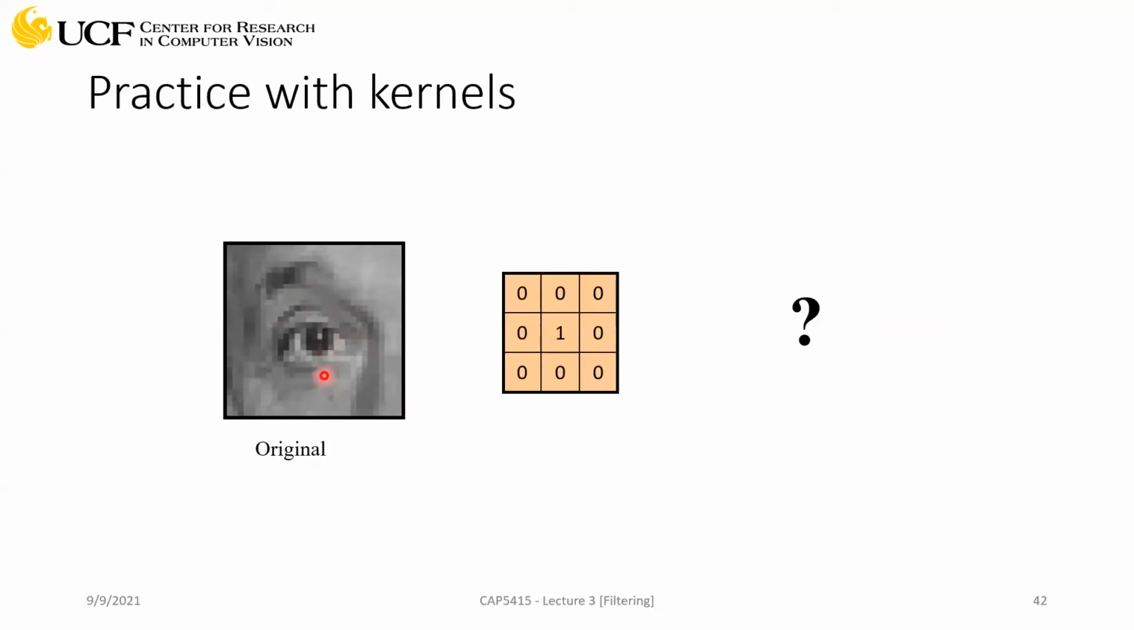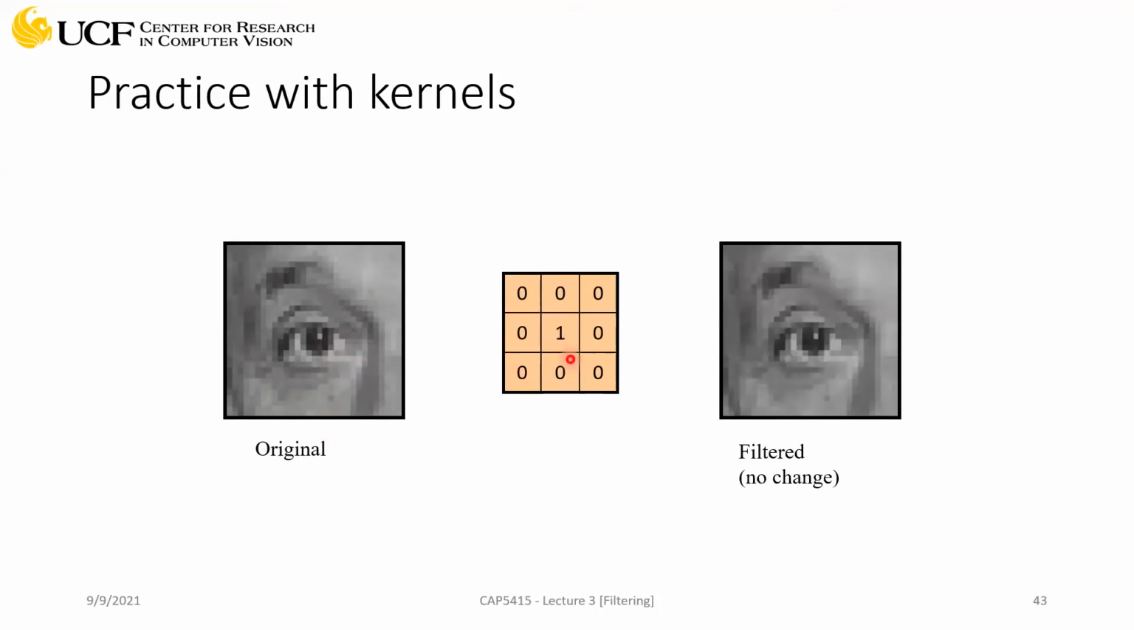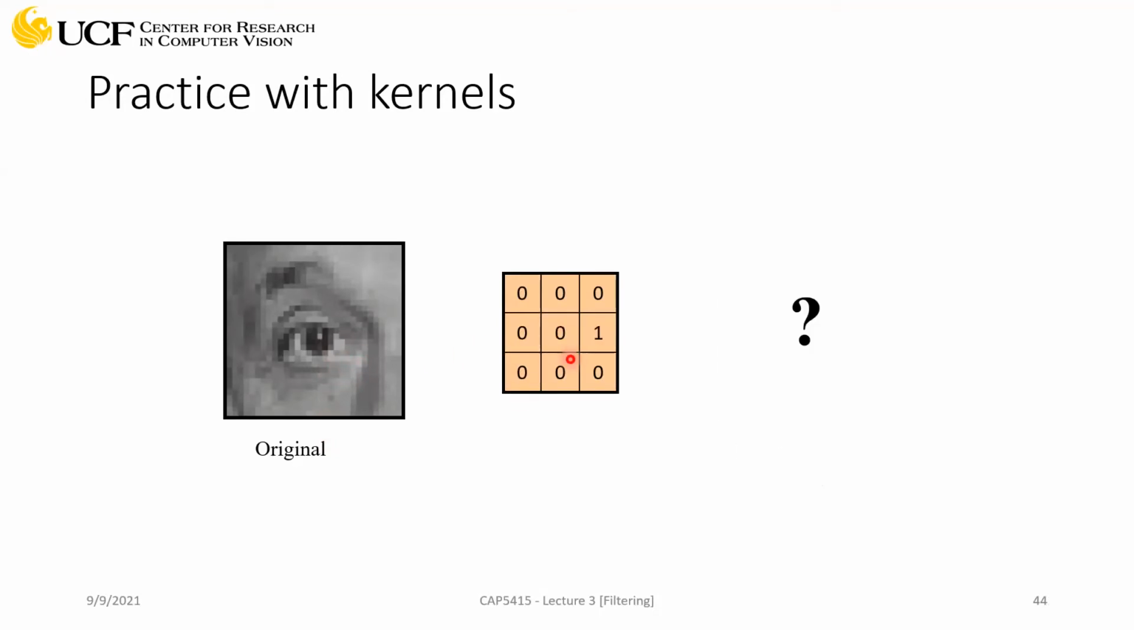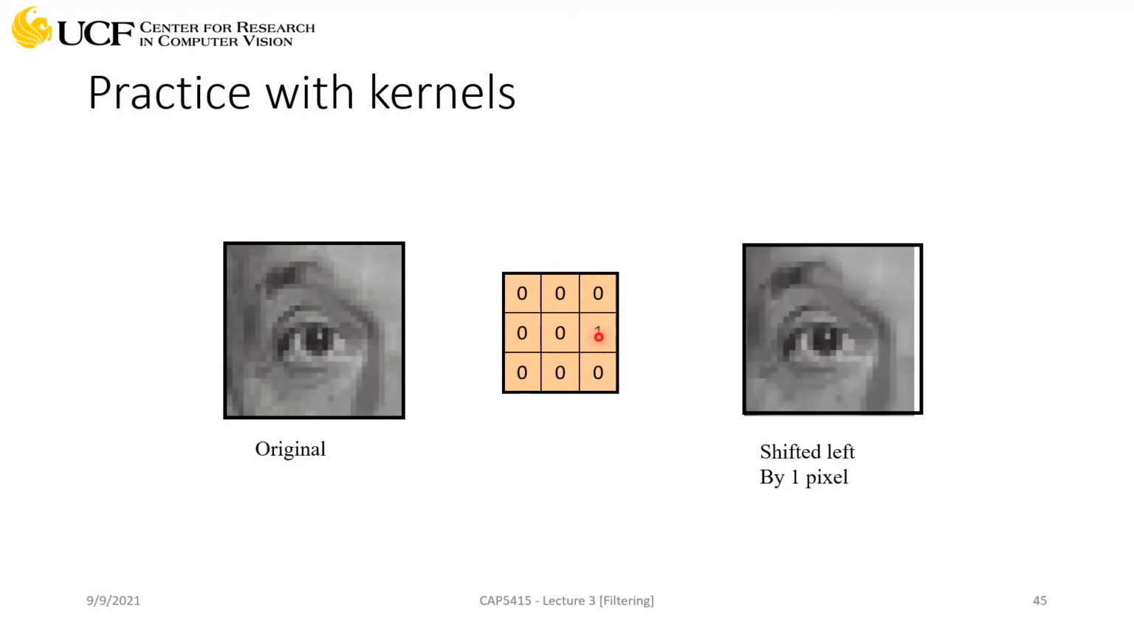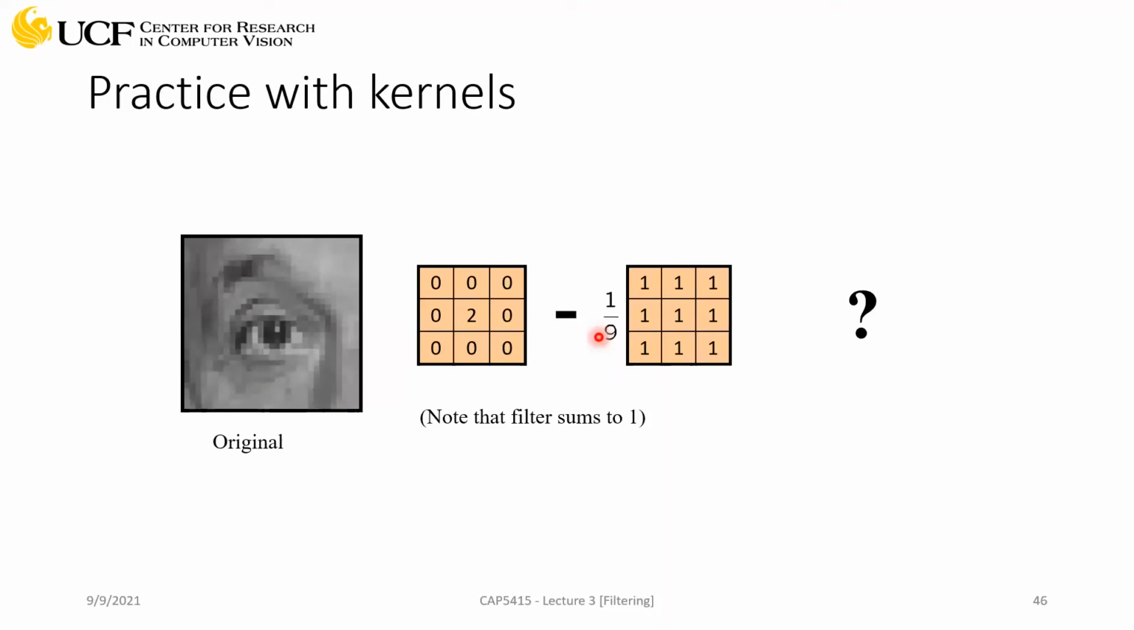This is the original image. You might recognize this eye, and this filter won't change anything. In this case, again, we have a 1 on the right, so it's going to shift your image towards the left, something like this. Now, what you can do is combine different filters.